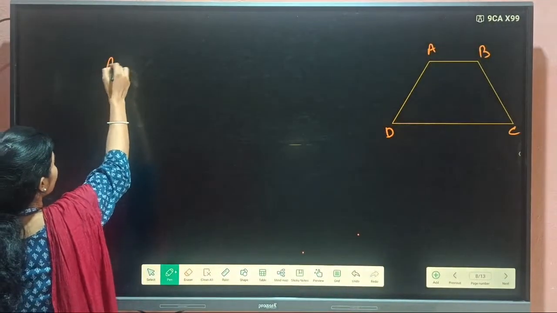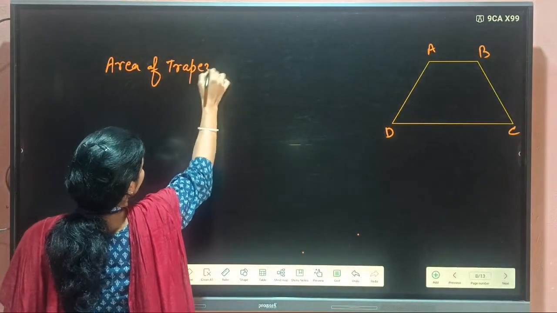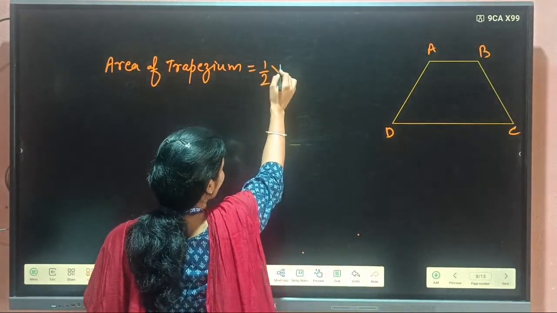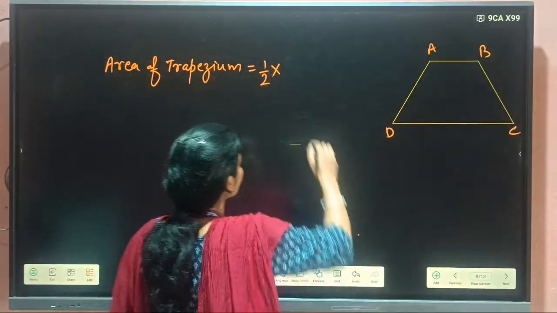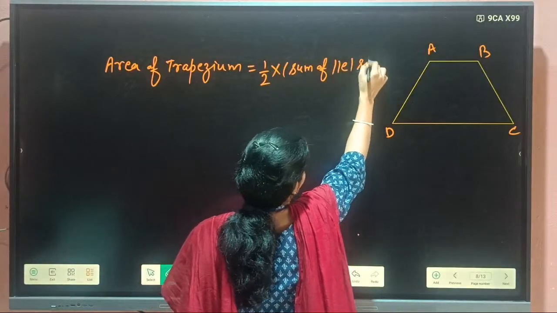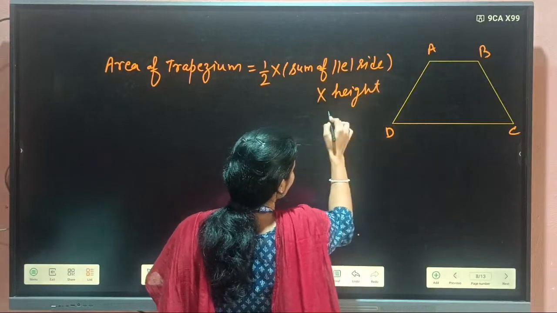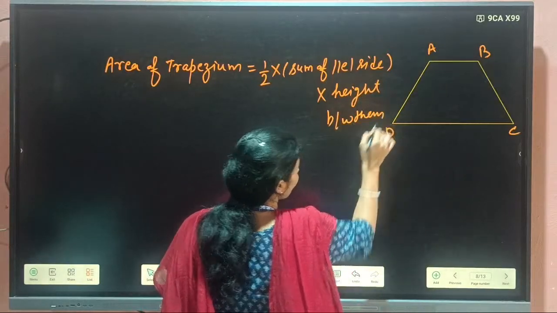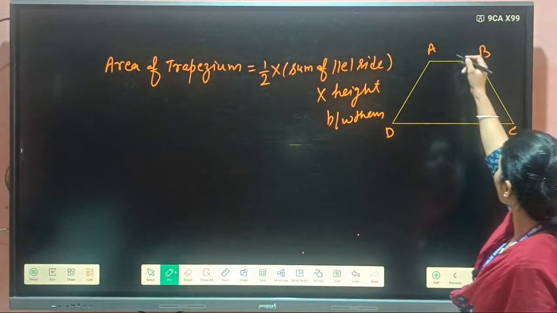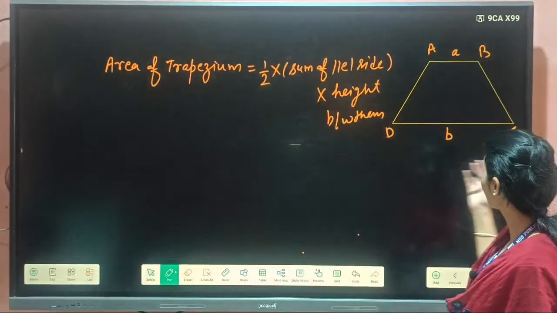Area of trapezium is 1 by 2 into the sum of parallel sides into the height between them. Height between them means the height between these two parallel sides. Let us consider this AB side as A and this DC side as B.